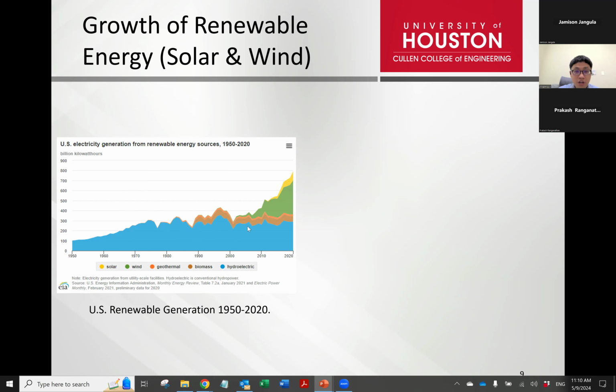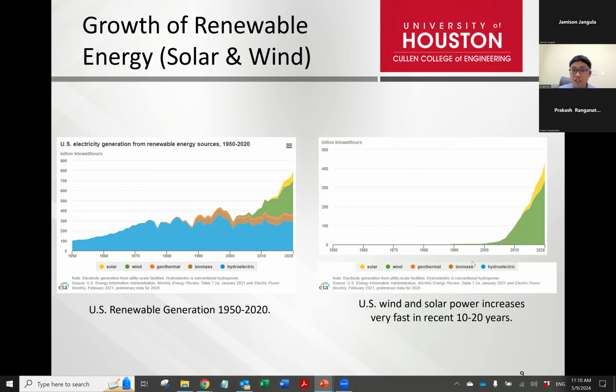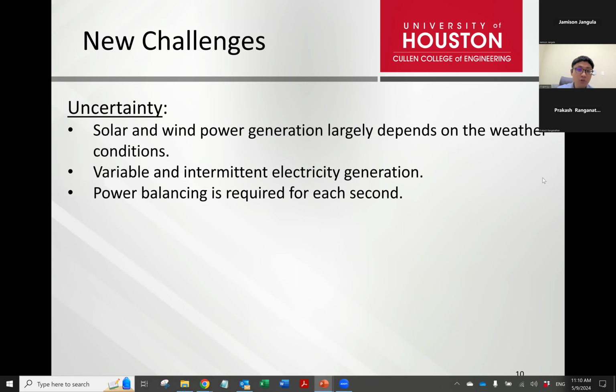But roughly starting from 2000, I should zoom in on the figure. So roughly starting from 2000, you can see wind power is growing extremely fast. And also roughly starting from 2010, solar power starts growing very fast. And the trend is still ongoing. So we know there will be a lot more electricity generated from solar farms and wind farms. So that is the main change to our power grids today.